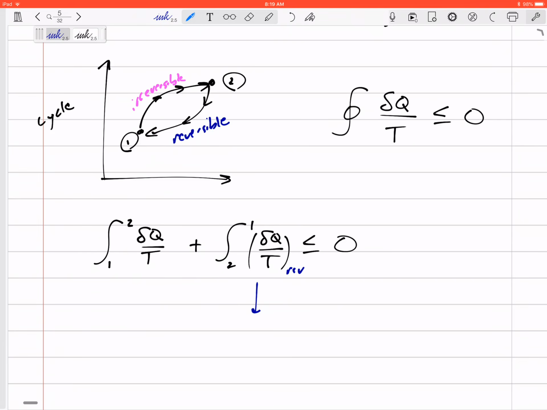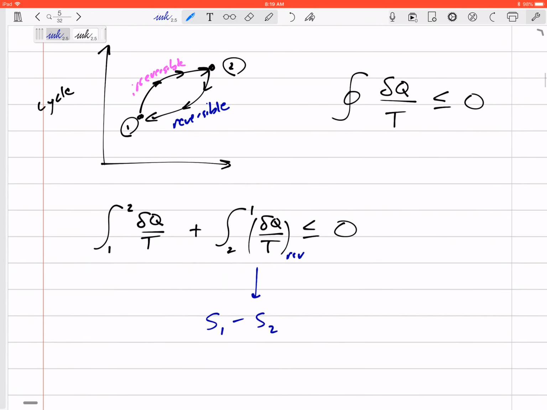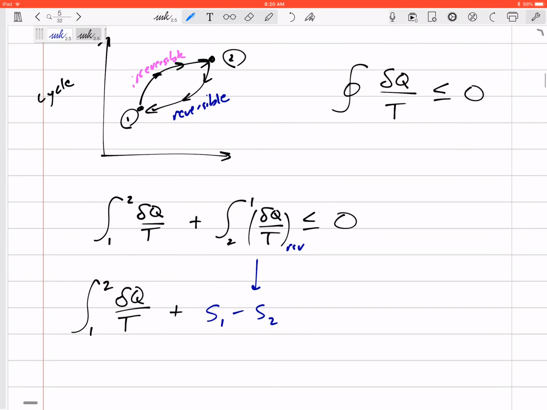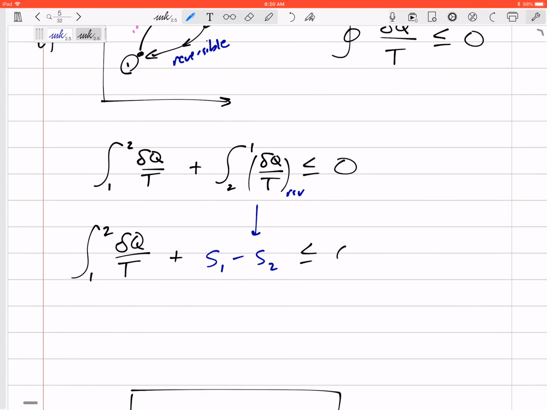All right, so we're going from 2 to 1, or from 1 to 2. So we need S1 minus S2 right here. That's the change in entropy if we're starting at 2 and going back to 1. So that term is S1 minus S2. This other term will keep the integral from 1 to 2 of delta Q over temperature, plus this S1 minus S2 is less than or equal to 0, right?